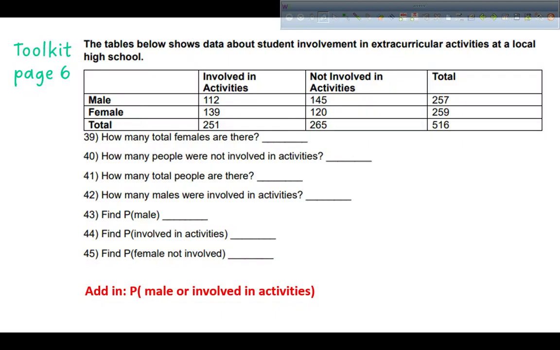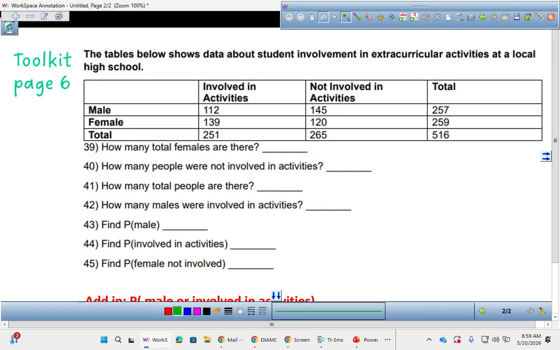The first question says, how many total females are there? That question doesn't specify whether those females are involved or not involved. I don't care. I just want to know how many females are there. So I'm going to find the female category. So here's the name female. Okay, and I'm just going to go over. I don't care if they're involved. I don't care if they're not involved. I just want all of them. Okay, so there are 259 females. So this question, how many total females are there? We're going to write 259.